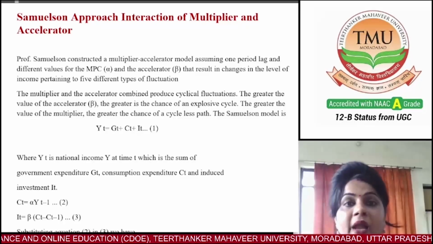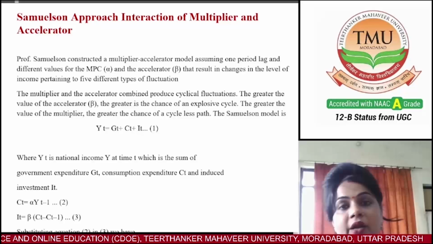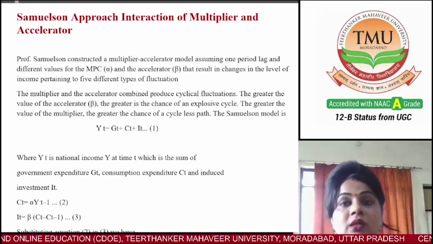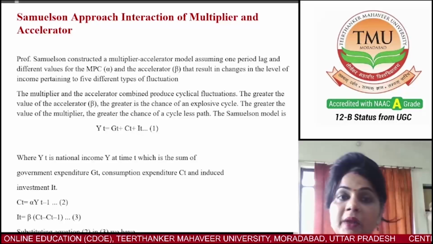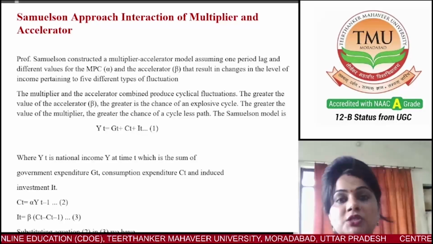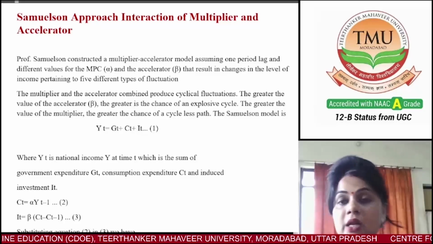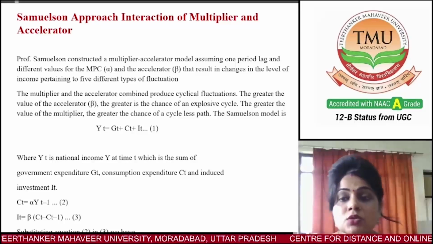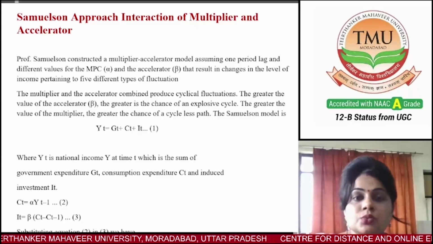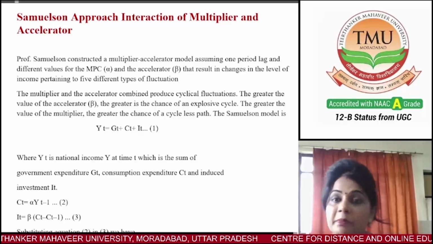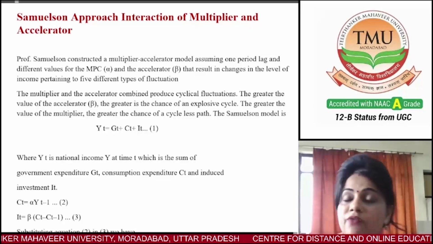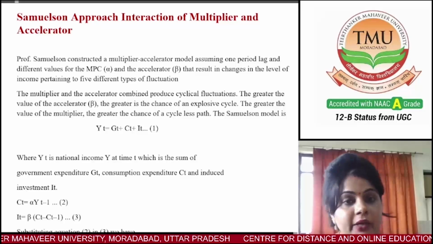The greater the value of accelerator beta, the greater is the chance of an explosive cycle. The greater the value of the multiplier, the greater the chance of a cycleless path. So Samuelson assumed it is an interaction between multiplier and accelerator that gives rise to cyclical fluctuation in economic activity.